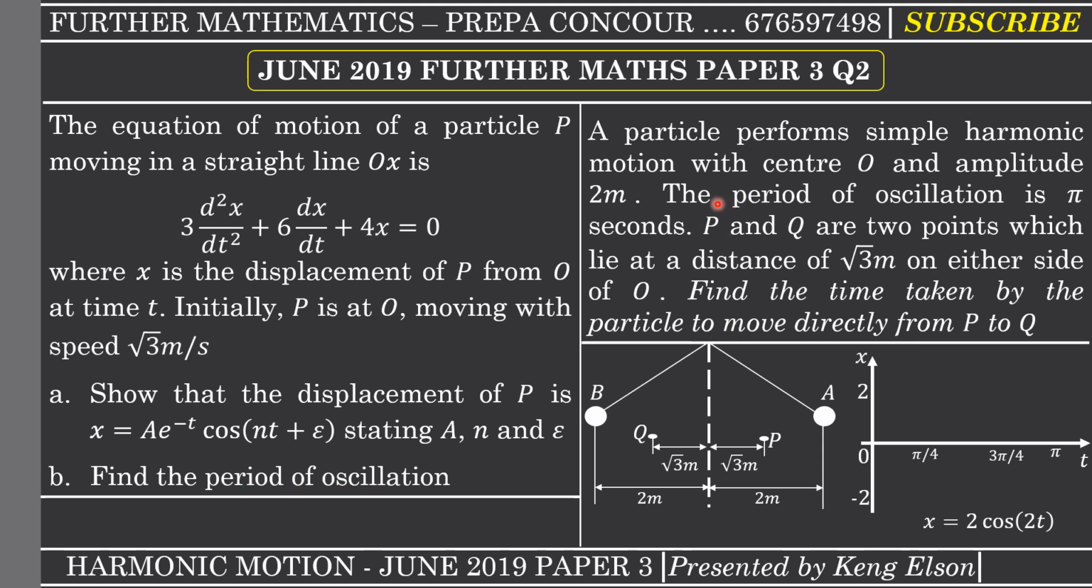And in the second question we're told that a body performs simple harmonic motion with amplitude of 2 meters and the period of oscillation was given. Now we have to find the time taken for the particle to move from P directly to Q, where P and Q are on either side of the center of oscillation. So this diagram was not given. This is just a diagram that I drew to explain. So without wasting much of your time, let's get started.